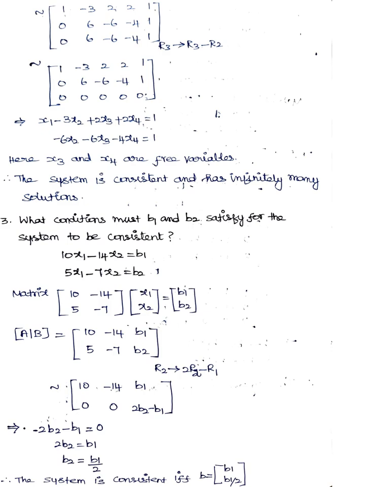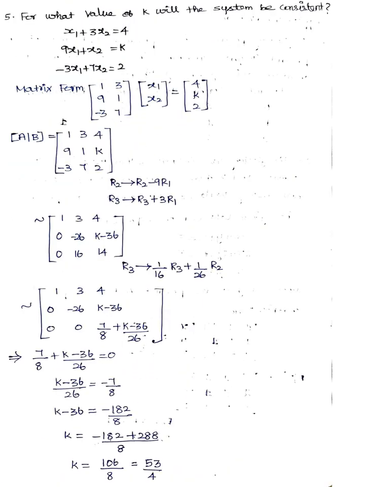The third problem will be different compared to the first and second problems. What conditions must b1 and b2 satisfy for the system to be consistent? We have two equations, with unknown values b1 and b2. Same procedure: form the augmented matrix. After the augmented matrix, we have to find the values of b1 and b2. Now b1 is b1 and b2 is b1 by 2. So the system of equations is consistent.